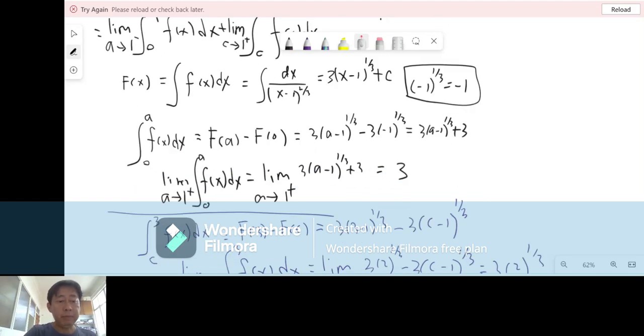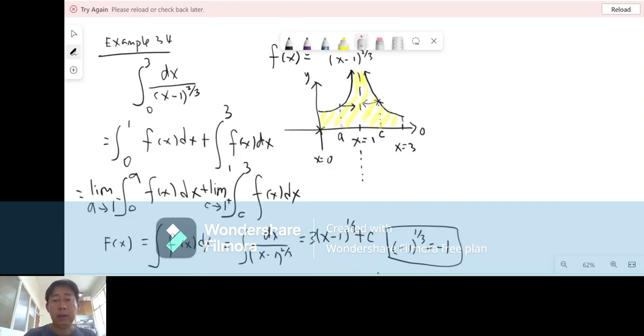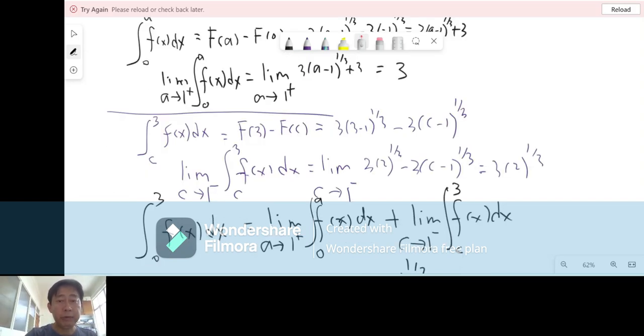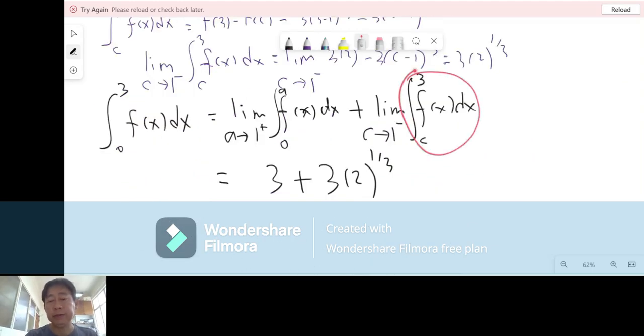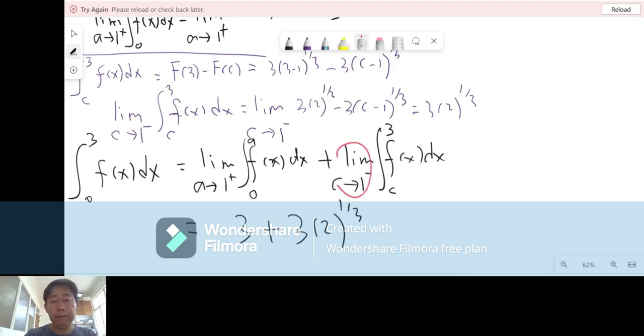We then take the limit of a goes to 1 to arrive at 3. This would then represent the area of the integration for the left-hand side of the area. The right-hand side integration is given by this, which turns out to be the limit of the integrand involving the c term, where we take c goes to 1 from the right. The limit of this term is then shown to be 3 times 2 to the power of 1/3.